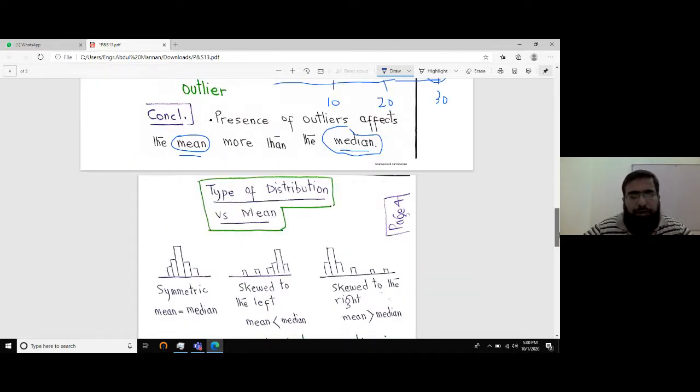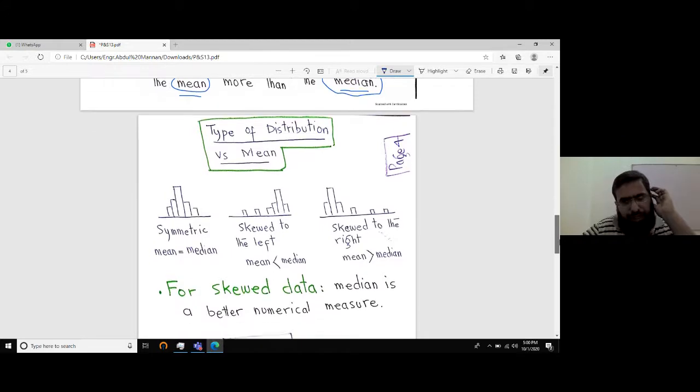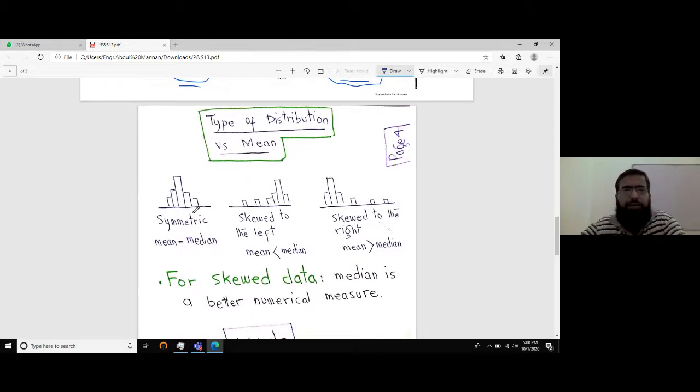Right. Types of distribution versus mean. If we have a symmetric distribution, we studied in chapter number 1 that it looks like this. A distribution can be skewed to the left or skewed to the right. If we have a long tail to the right, it is skewed to the right. If the data has a long tail to the left, it is skewed to the left.